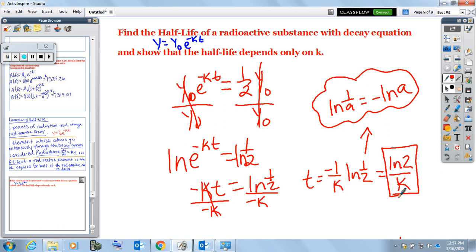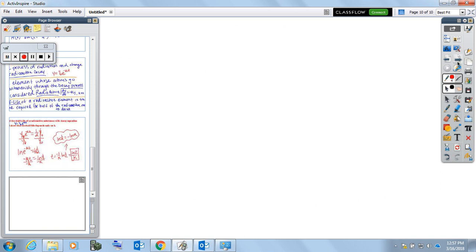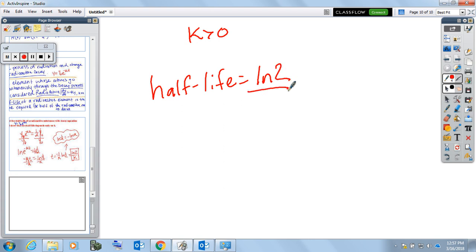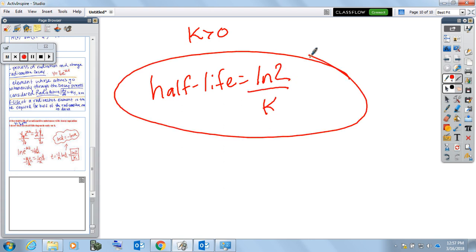And that's going to lead us into our definition of half-life. The half-life of a radioactive substance with a rate constant k, as long as k is greater than 0, we can say is equal to the natural log of 2 over k. So we looked at a very interesting way to approach it, but we basically derived this formula for half-life. The half-life is the natural log of 2 divided by k.